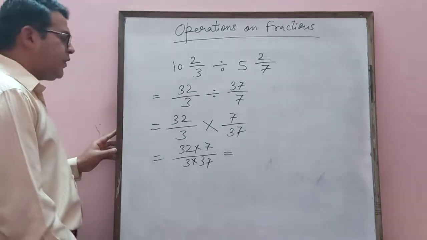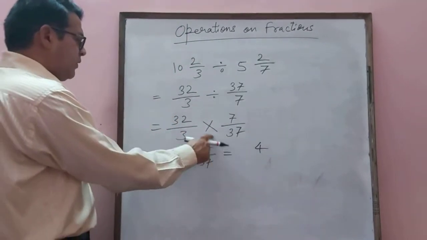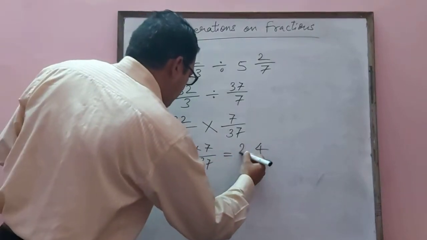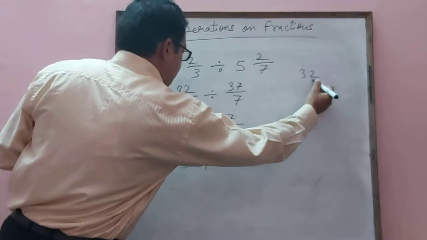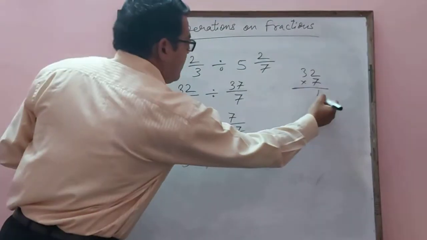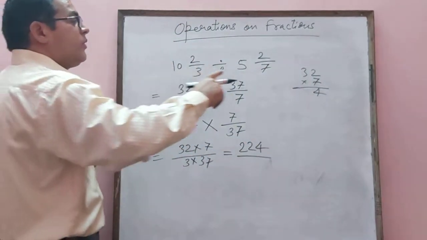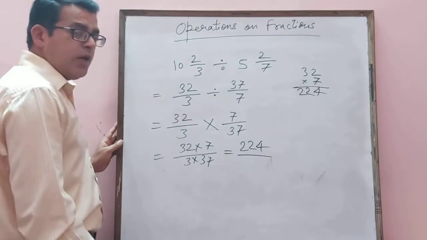So 32 into 7. 7 times 2 is 14, 4 carries 1. 7 times 3 is 21 and 1 is 22 we can write. If you don't know how to multiply, you can multiply like this. Right? 7 times 2 is 14, 4 carries 1. 7 times 3 is 21 and 1 is 22. That's why I have written here 224.